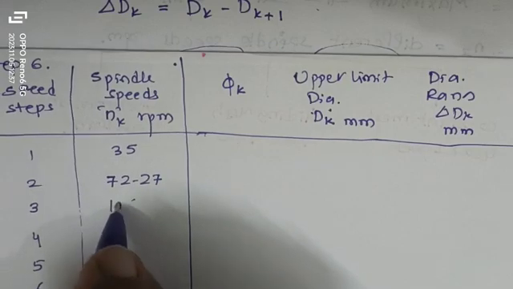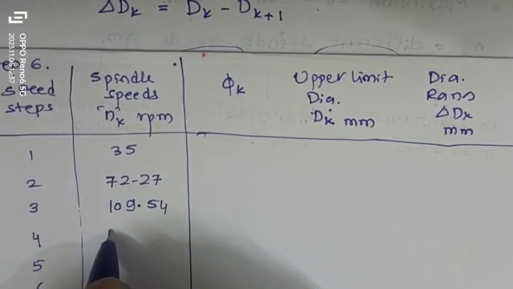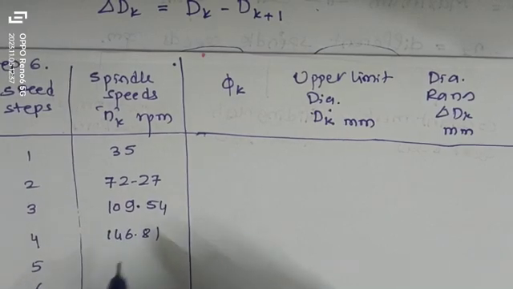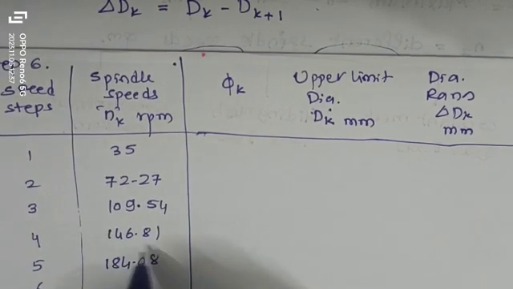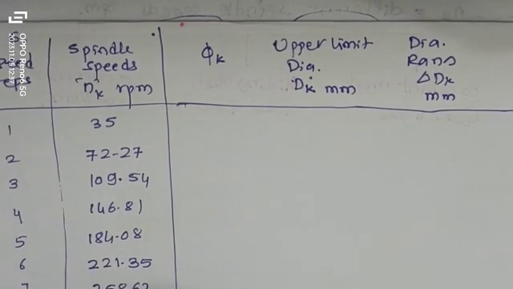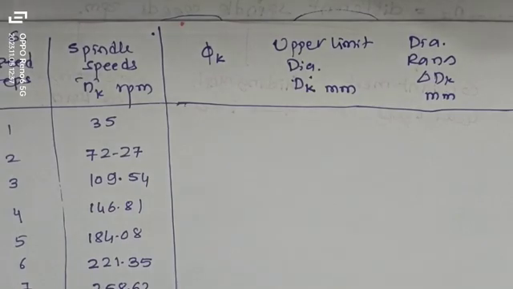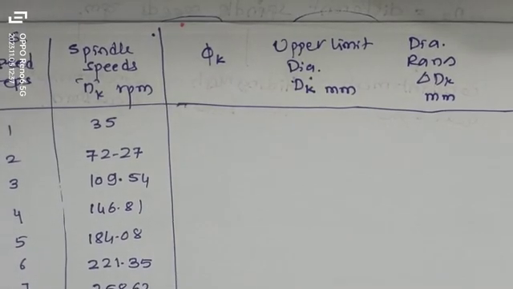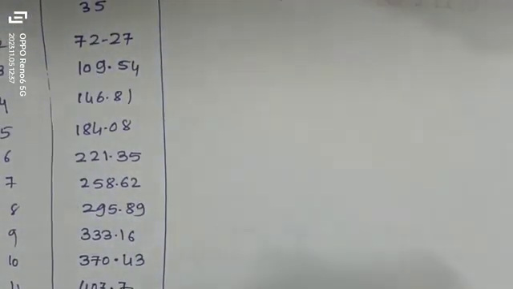N3 will be 109.54, N4 146.81, N5 184.08, N6 221.35, N7 258.62, N8 295.89, N9 333.16, N10 370.43, N11 is 407.7, and N12 is 445. These are the values we have calculated.